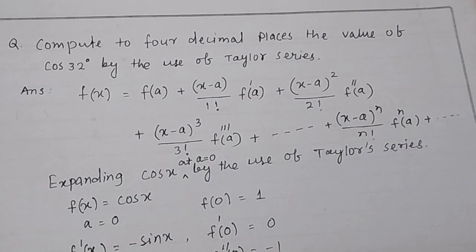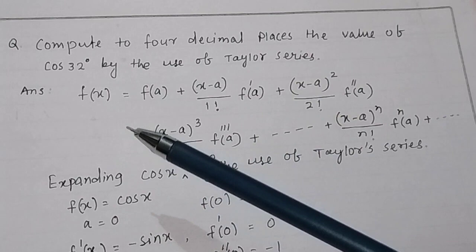Compute to 4 decimal places the value of cos 32 degree by the use of Taylor series. So you have to first expand the Taylor series, expand the function cos x. Here the function f(x) is equal to cos x, and the value of x given is equal to 32 degree. And how do you expand the function cos x?